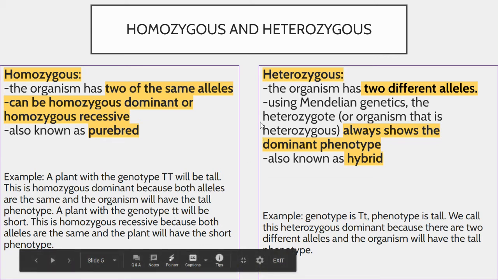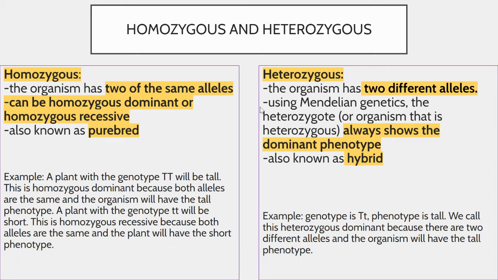For the other vocab word here, heterozygous, that means an organism that has two different alleles. And when you have two different alleles, if it's Mendel's genetics, it always shows the dominant phenotype. This is known as a hybrid. So two different things, just like hybrid students are doing two different things. They do some work at school and some work at home.